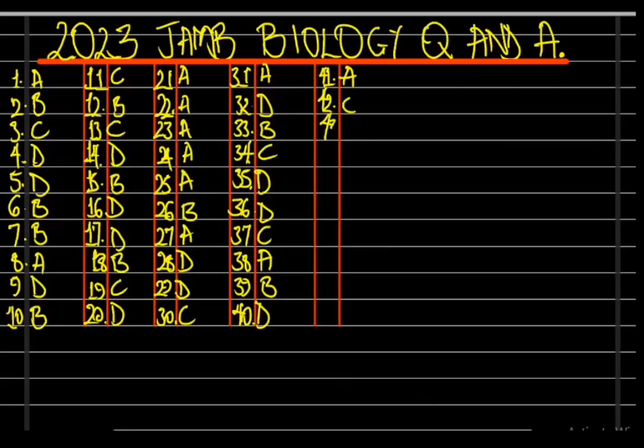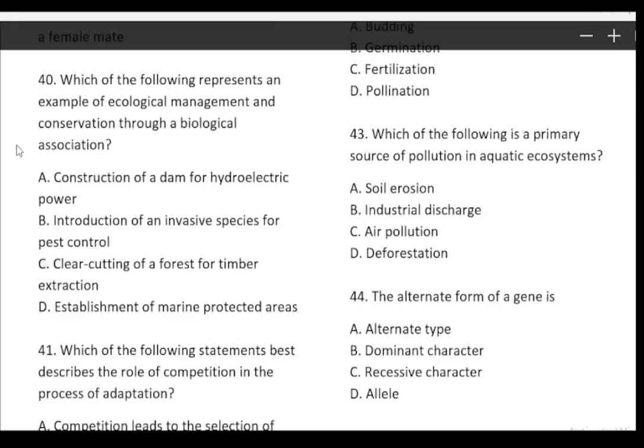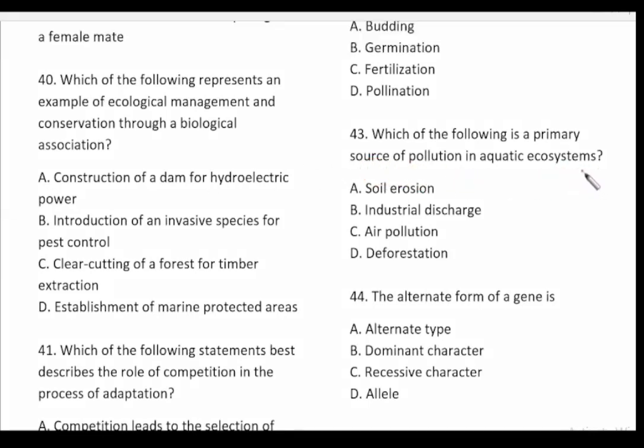And then we move to question 43. Which of the following is a primary source of pollution in an aquatic ecosystem? Pollution is talking about release of pollutants. So which one is a source of pollution? We're looking at the pollutants now, where they are emanating from. Since we're talking about pollution in an aquatic ecosystem, we're talking about water pollution. So which of them is a water pollutant? Soil erosion, industrial discharge, air pollution, as well as deforestation.